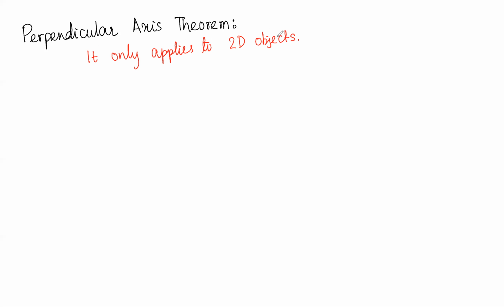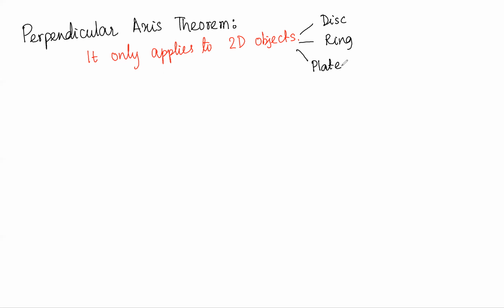So what are such objects? Like a disk. It will apply to a ring. It will apply to a plate. It will not apply to a shell. A shell is not a two-dimensional object. It is a three-dimensional object. Anything that is two-dimensional, it will apply to. It will apply to a thick plate, thin plate, rectangular plate, triangular plate, circular plate, whatever kind of plate.